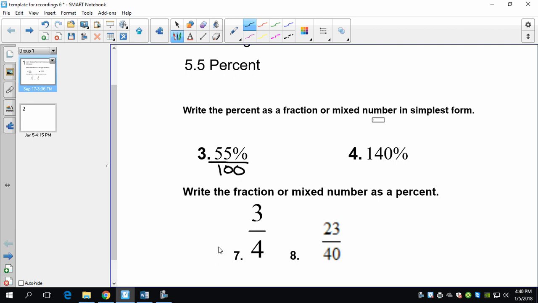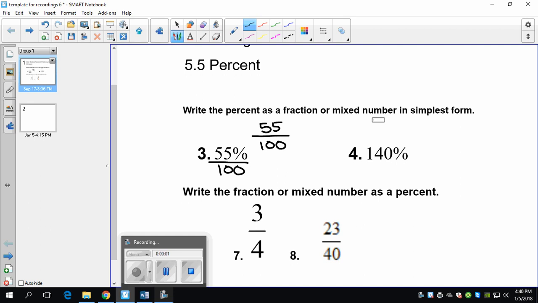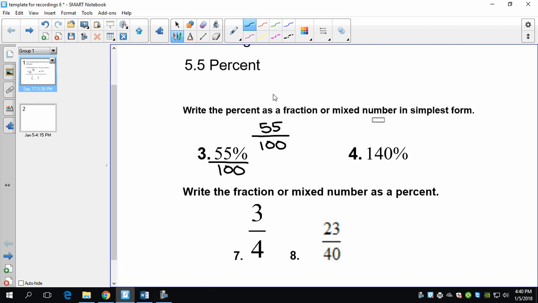And then what we need to do from there, if we have 55 out of 100, is reduce it down and put it into simplest terms, because that's our fraction. 55% means the same as 55 out of 100. If you have 55 over 100, essentially what you need to do is take out a 5 on the top and take out a 5 on the bottom. If you do 55 divided by 5, you get 11. If you do 100 divided by 5, you get 20. So your fraction would be 11 over 20.